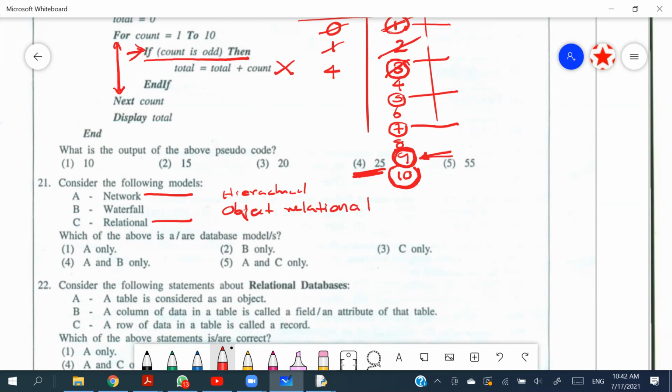Then after, flat file system is there, right? So A and C clearly. Waterfall is not a database model. It is a system development lifecycle model, right?